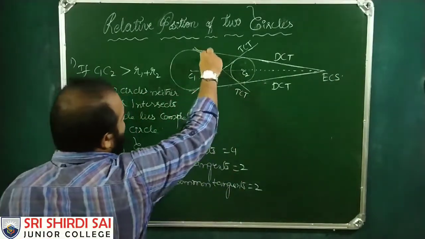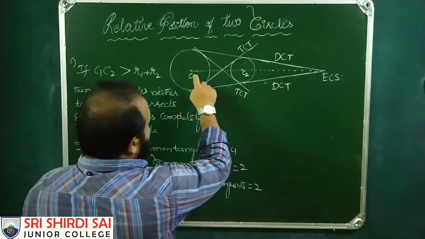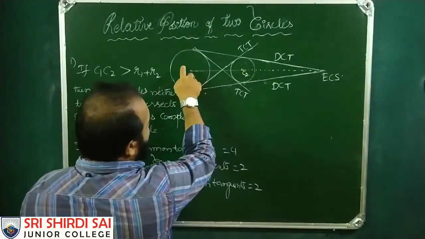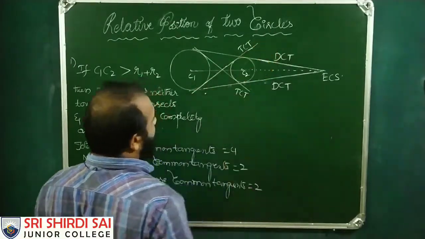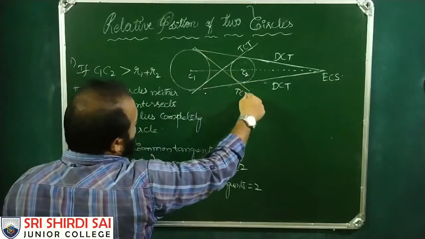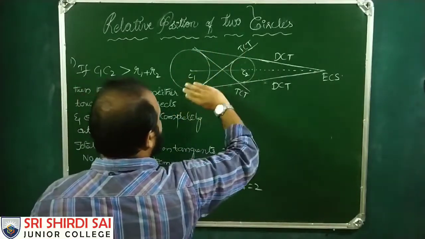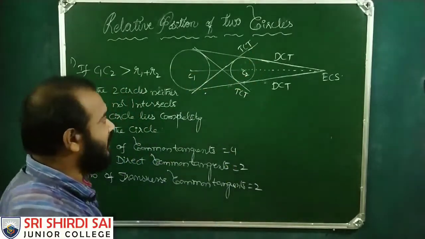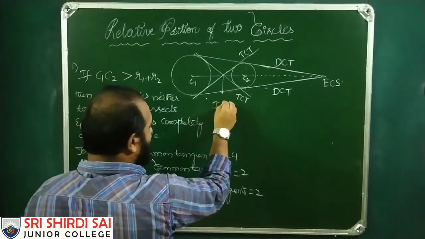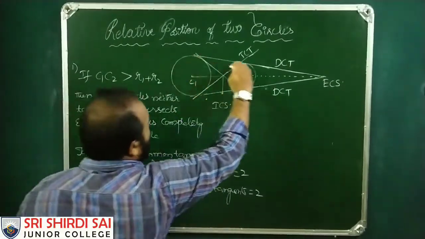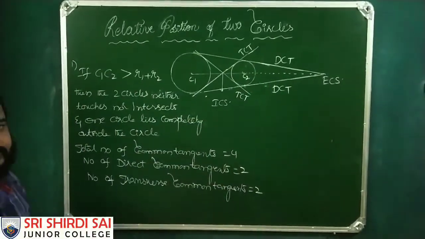And what are these two? These two are transverse common tangents because these two circles lie on either side of this common tangent. Therefore, this is a transverse common tangent and this is another transverse common tangent. With respect to this line, the two circles lie on opposite sides, and this is what is called the internal center of similitude. Therefore, two direct common tangents and two transverse common tangents are possible.